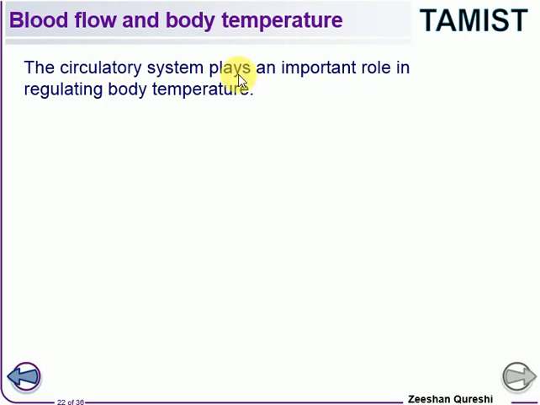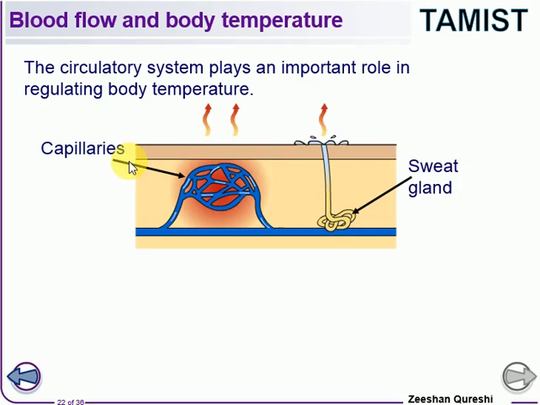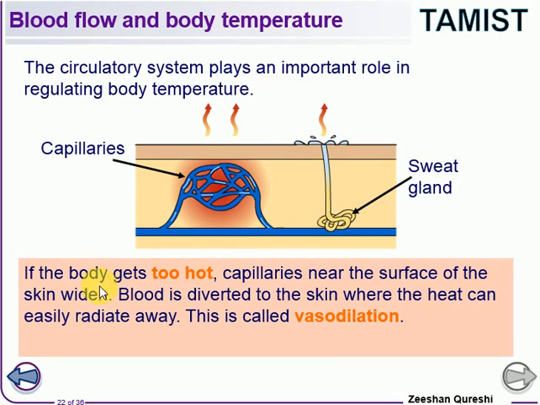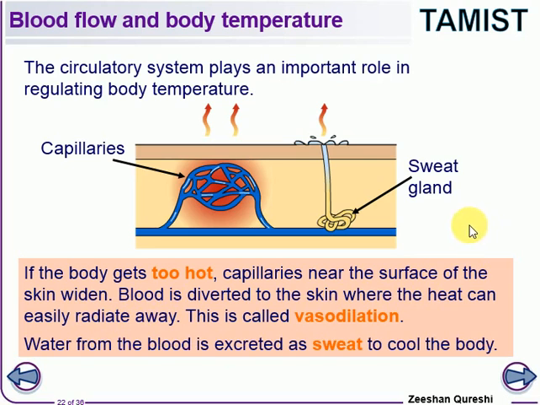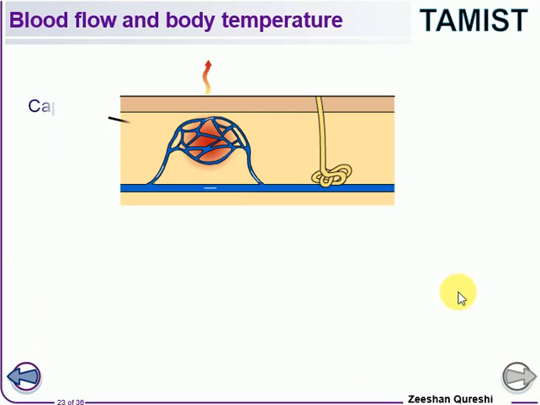The circulatory system plays an important role in regulating body temperature. Capillaries, representing the structure of the sweat glands. If the body gets too hot, the capillaries near the surface of the skin widen. Blood is diverted into the skin where the heat can easily radiate away. This is called vasodilation. The water from the blood is excreted as sweat to cool the body.